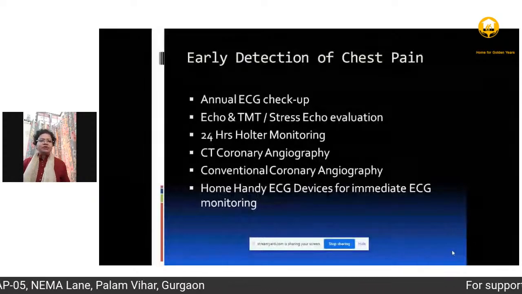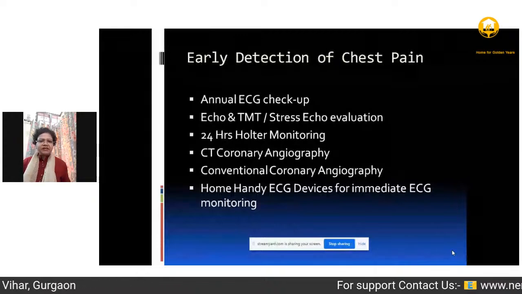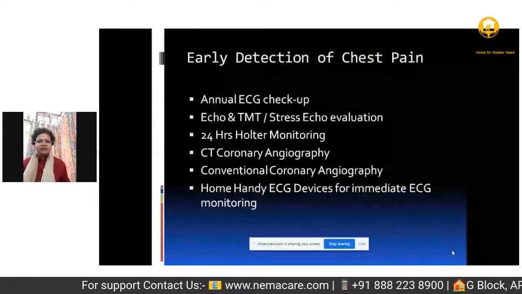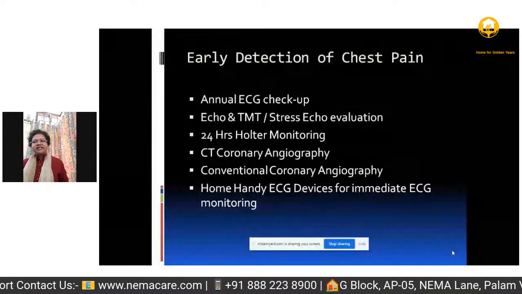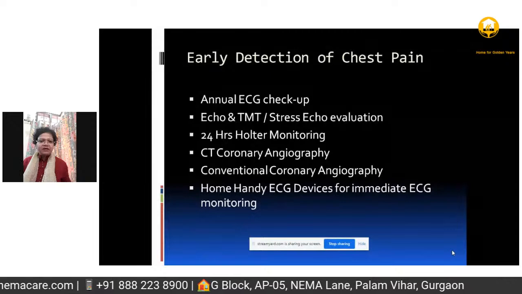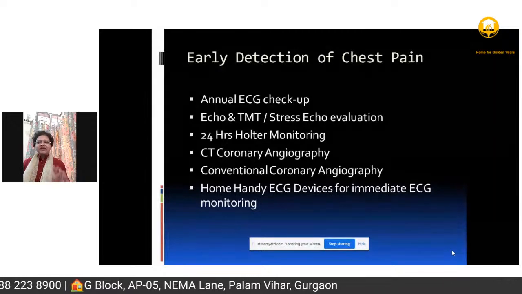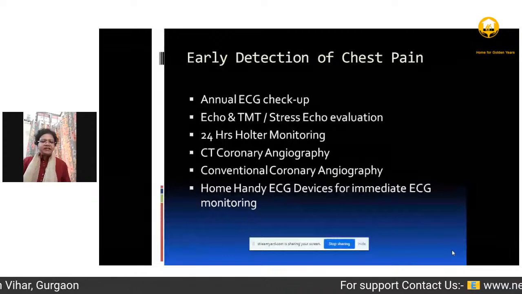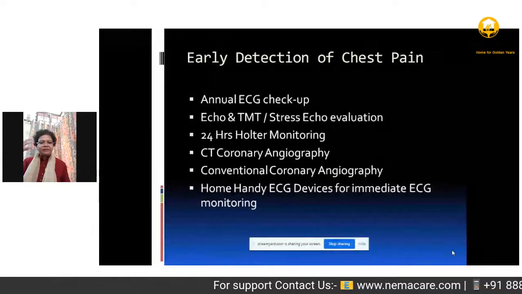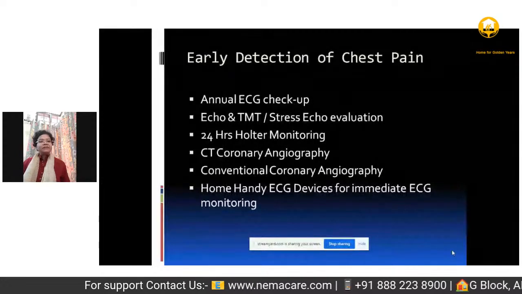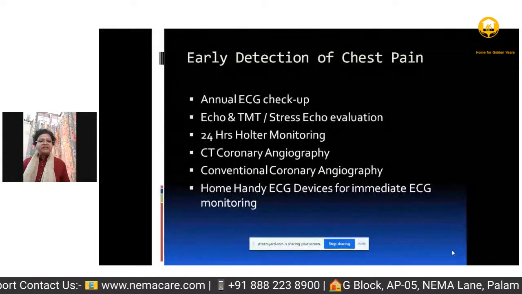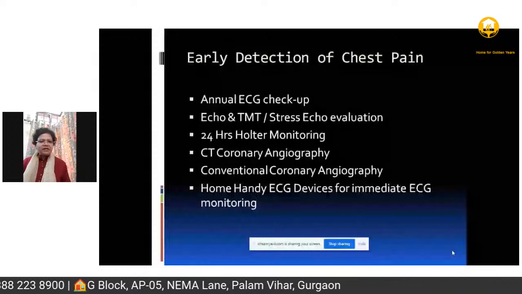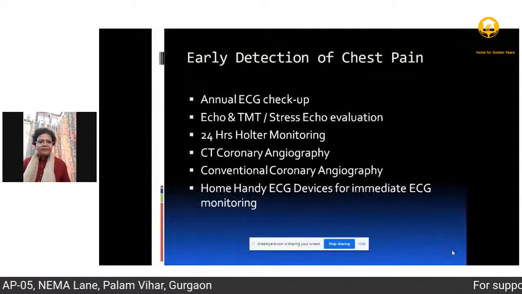So in this, we come to know that there is some territory involved, and then we subsequently go for higher investigations. Then CT coronary angiography, you must have heard. When there is some confusion in the history, such as a young person, a family history, somebody obsessed about it, or somebody who has undergone bypass grafting in the past and is having some problem, that's where we recommend a CT coronary angiography.